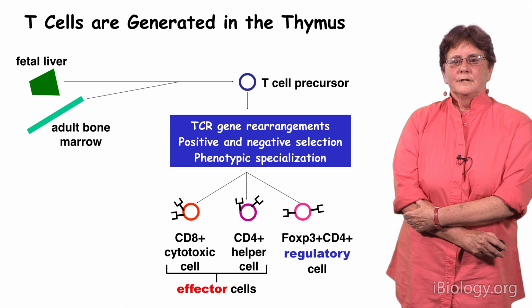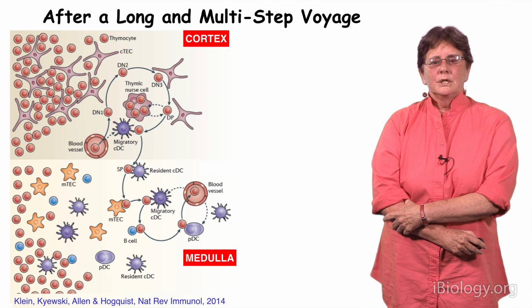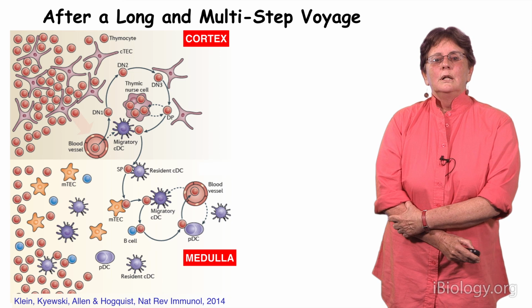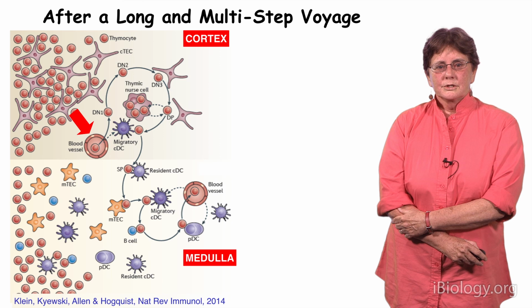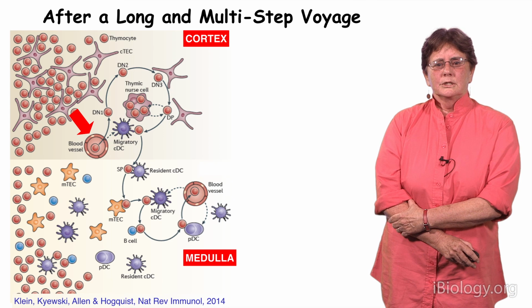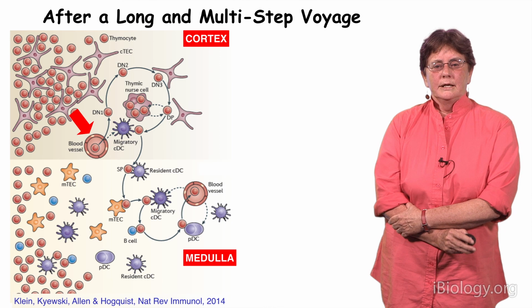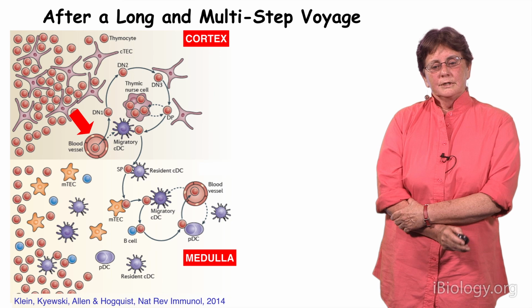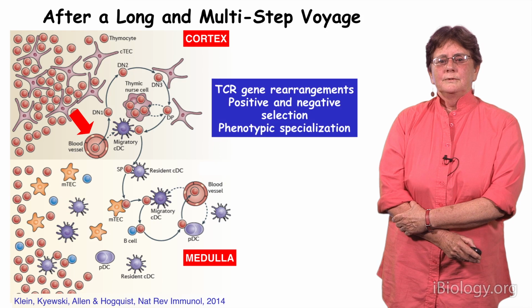Now, this all takes place in the thymus by an orchestrated series of events. The precursors enter through the blood vessels at the cortico-medullary junction. And then they percolate through the cortex and the medulla, coming into contact with various stromal cell types that express MHC molecules with peptide at their surface, and also produce different cytokines and have different other types of receptors on their surface. And through this series of contacts, these different processes, which are so important for the life of the T cell, take place.